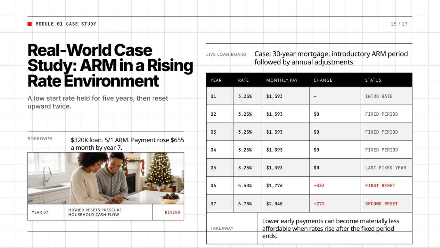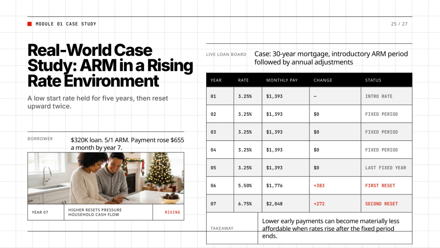$1,393. Starting in year 6, the interest rate reset for the first time, jumping to 5.5%, which caused the monthly payment to increase by $383 to $1,776. Then, in year 7, the rate adjusted again, this time up to 6.75%, raising the monthly payment an additional $272, pushing it over $2,000.